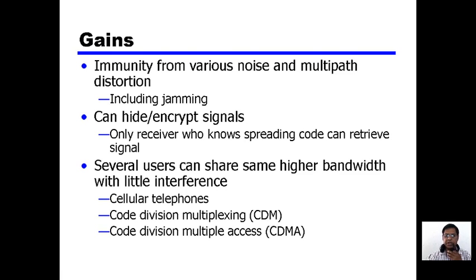So the immunity will be increased, and the noise will be minimized when it is going through the multipath. There is a chance of smooth going of the signals, including jamming also sometimes happens. It can hide or encrypt signals. Sometimes the signals may be encrypted. Only the receiver who knows the spreading code can retrieve the signals.